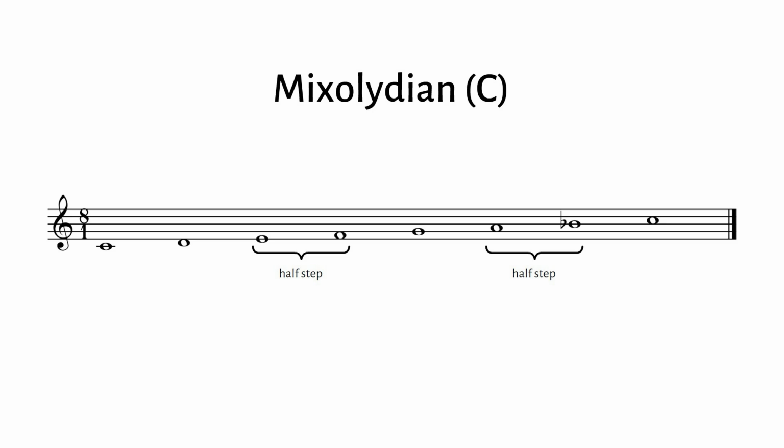By the way, in interval theory, we don't have half steps or whole steps. Instead, we count the distances from one note to the next in chromatic steps. So, from the C to the D would be 2, and all the half steps would be 1.